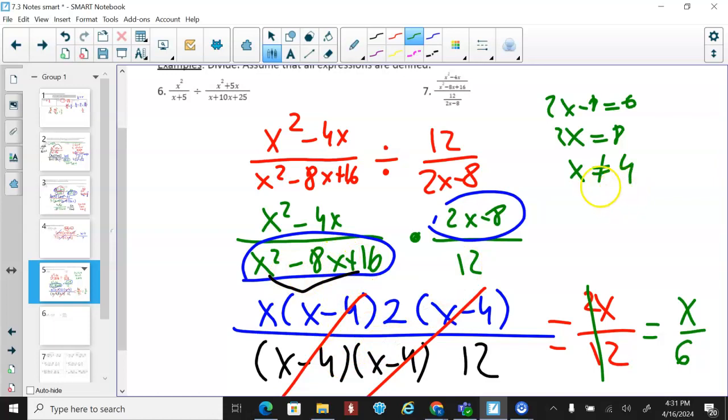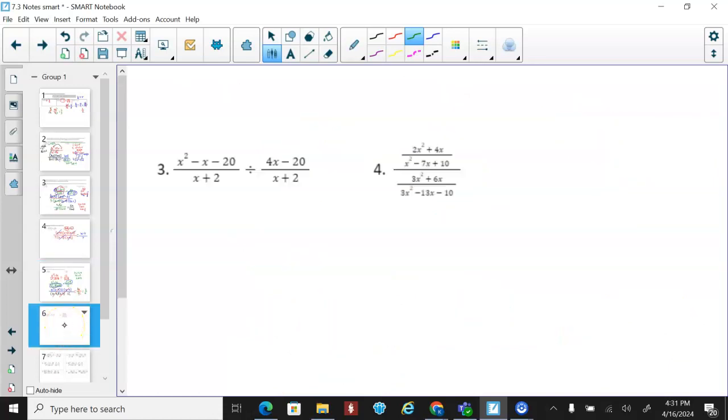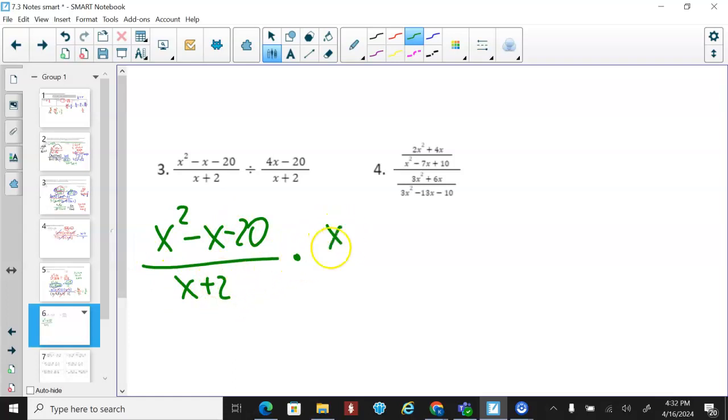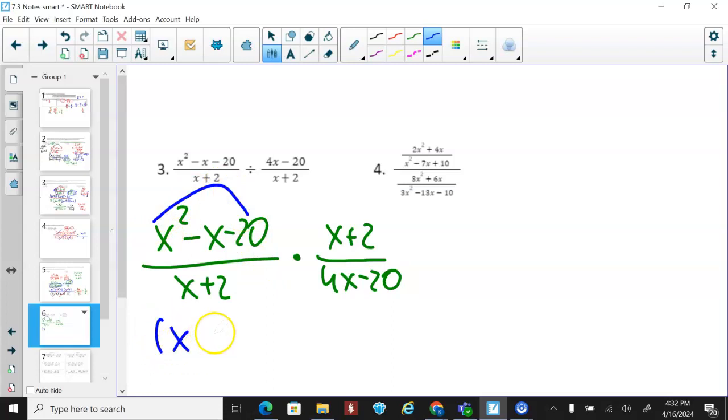Okay? All right. And then the last one right here. Again, keep, change, flip. So I'm going to flip it. x minus x minus 20, x plus 2, times x plus 2 over 4x minus 20. Okay? Now, this right here, we're going to do a times c. So the two factors are 5 and 4. And 5 has to be negative, to give me -1.